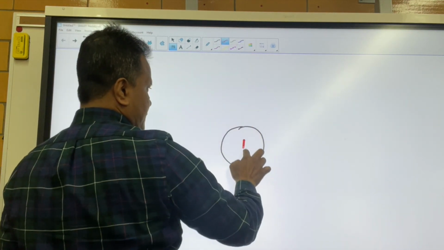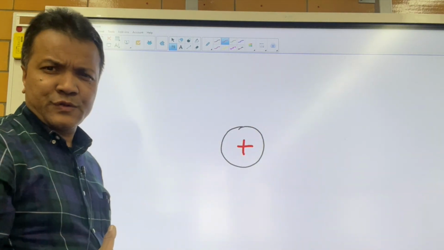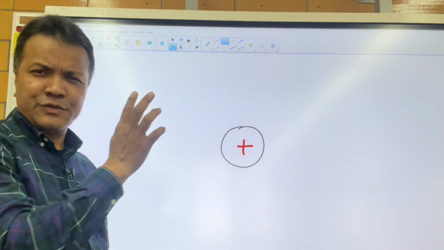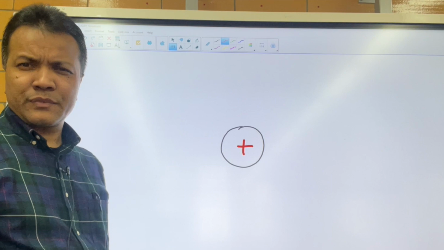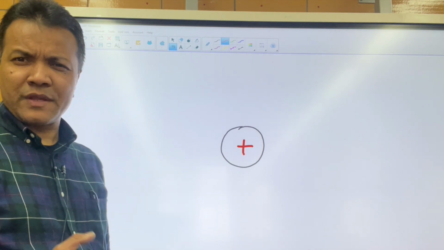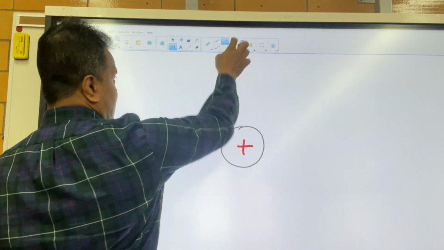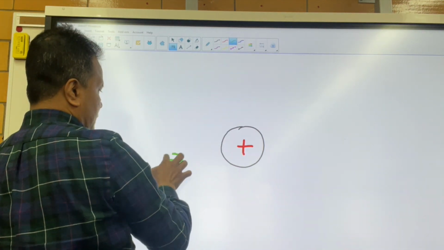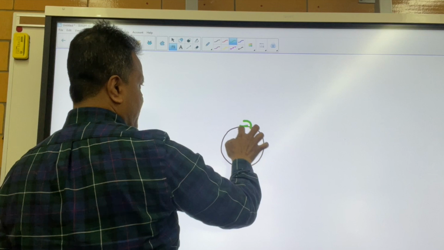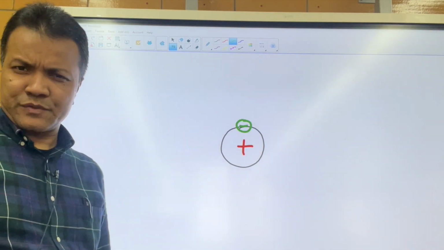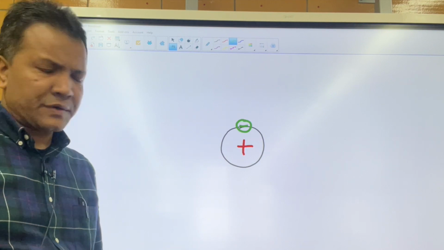This is almost a hydrogen atom. All we need to do is include an electron and there will be a hydrogen atom. So you're going to put that over here, and that is now a hydrogen atom.